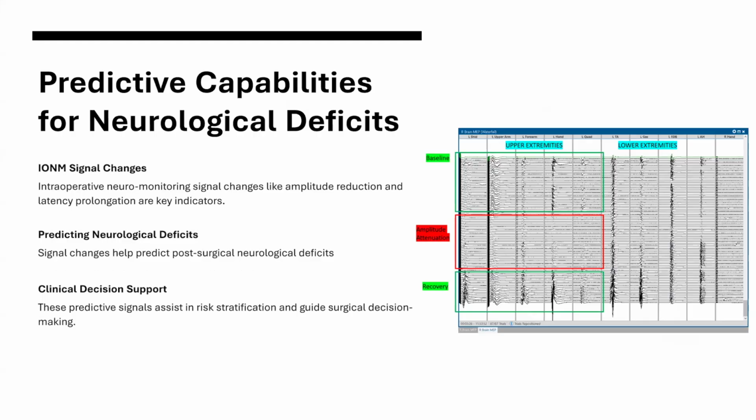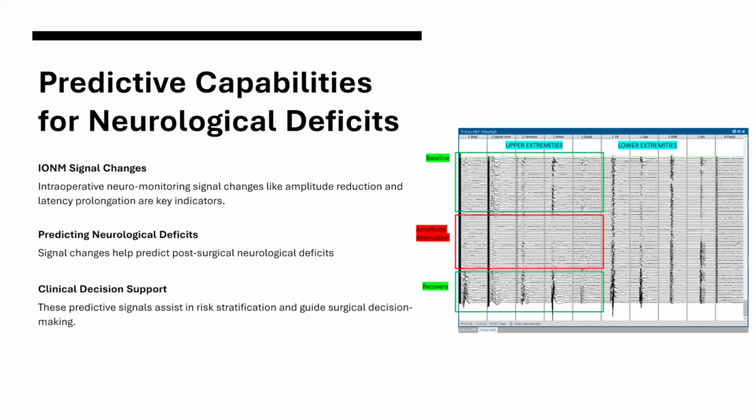So what are some of the predictive capabilities for neurological deficits? Well, the changes that we're looking for typically are amplitude reductions in our waveforms. When we're looking at waveforms, we're looking at the sum of an action potential of many cortical neurons and many sensory neurons. Any kind of reduction in amplitude could be an imminent warning that something's happening to the nervous system, that there's some type of conduction block or something causing stress.